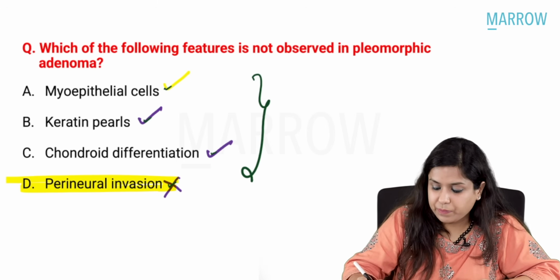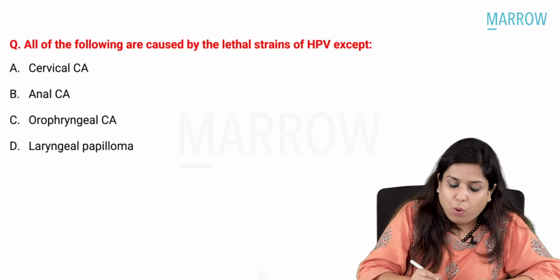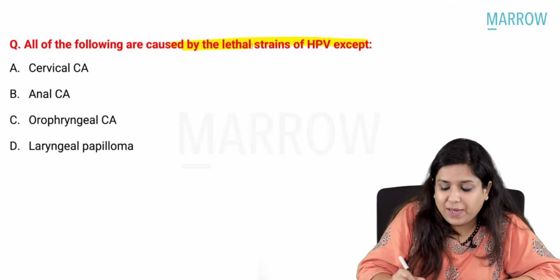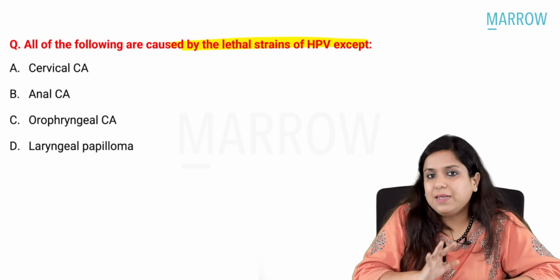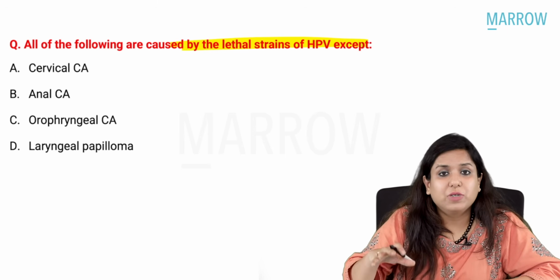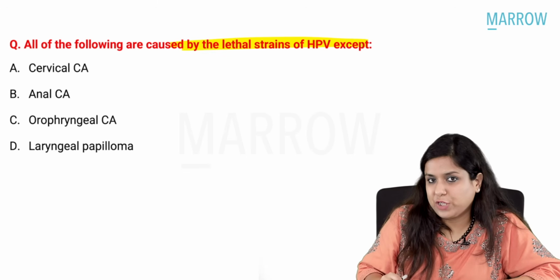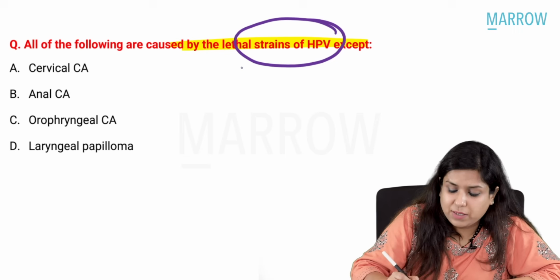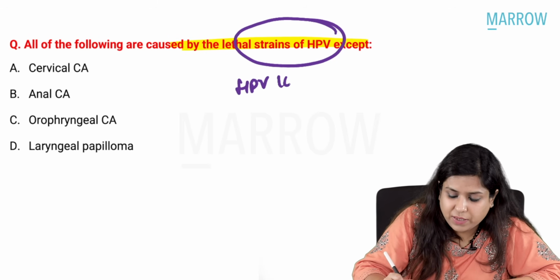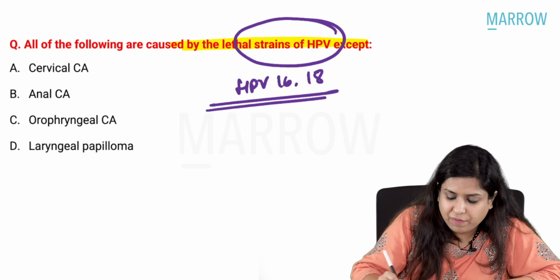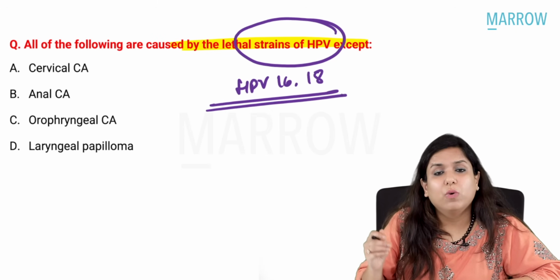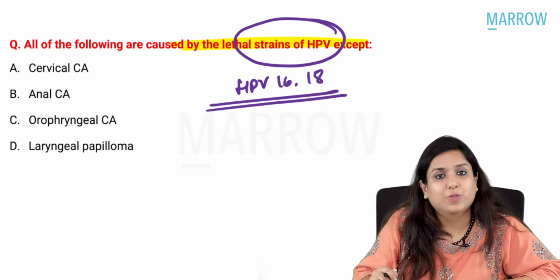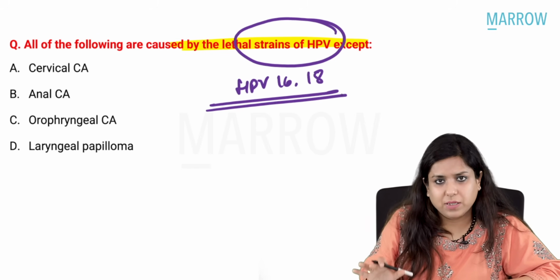Easy? Okay. Next. All of the following are caused by the lethal strains of HPV except, right? Lethal strain, that means the damaging or the carcinogenic strains of HPV, correct? Now, what are the carcinogenic or the lethal strains? They are HPV 16 and HPV 18. They are the more dangerous strains of HPV, HPV 16 and HPV 18, right? They are the lethal strains.